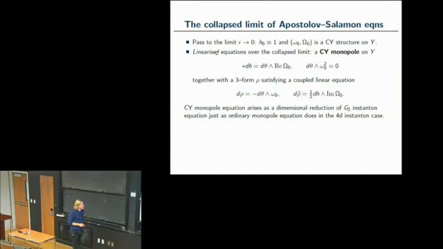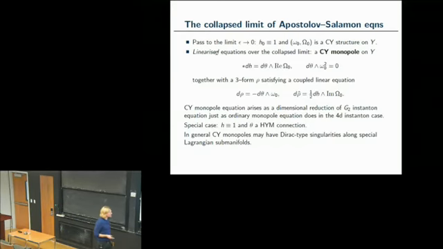The Calabi-Yau monopole equation arises as the dimensional reduction of the G2 instanton equation, just as the ordinary monopole equation did in the four-dimensional instanton case. And Gonzalo's thesis with Simon was about Calabi-Yau and G2 monopoles. A special case would be, again, when H is identically 1 even after this next stage of improvement, and theta is a Hermitian-Yang-Mills connection. But in general, what you should imagine is that your Calabi-Yau monopoles may be allowed to have Dirac type singularities along special Lagrangian submanifolds. So everything's abelian.